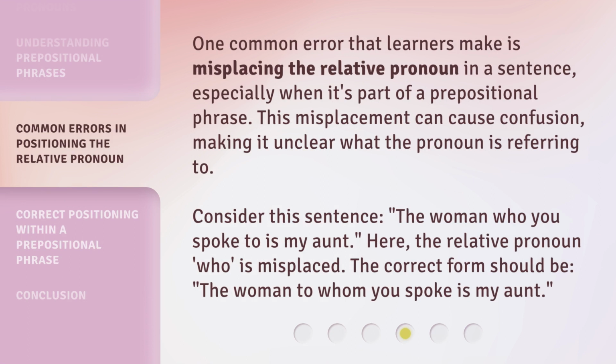One common error that learners make is misplacing the relative pronoun in a sentence, especially when it's part of a prepositional phrase. This misplacement can cause confusion, making it unclear what the pronoun is referring to. Consider this sentence: "The woman who you spoke to is my aunt." Here, the relative pronoun, who, is misplaced. The correct form should be, "The woman to whom you spoke is my aunt."